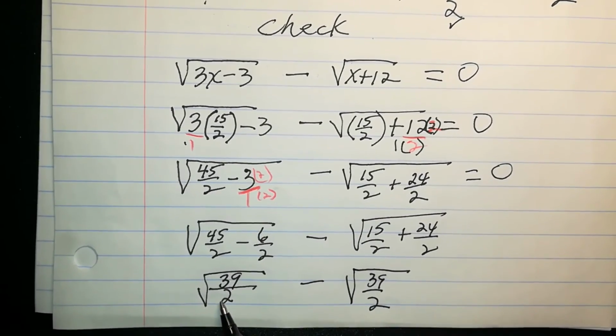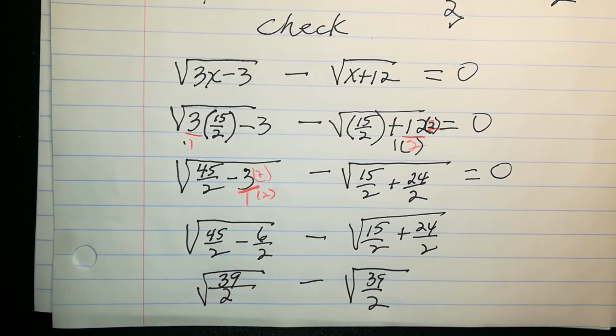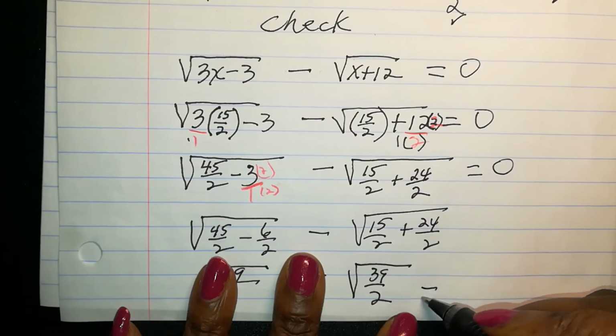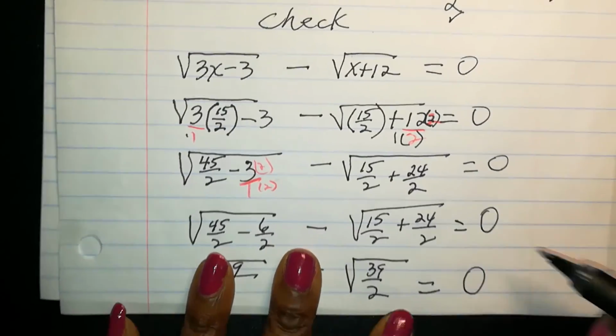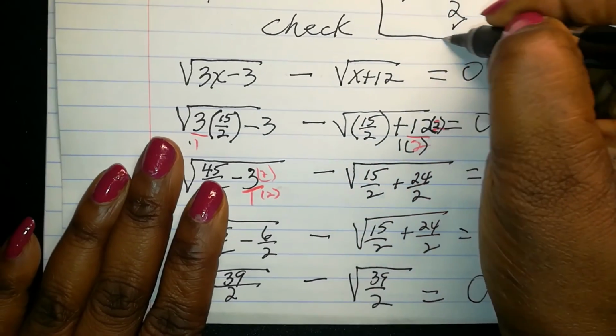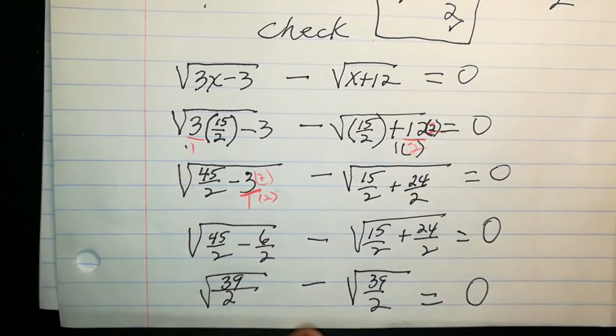Now let me ask you a question. What is radical 39 over 2 minus radical 39 over 2? If you subtract the same exact thing, you know you're going to end up with this lovely thing called 0. So guess what? This is actually the answer for this problem. Can you imagine that lovely fraction?